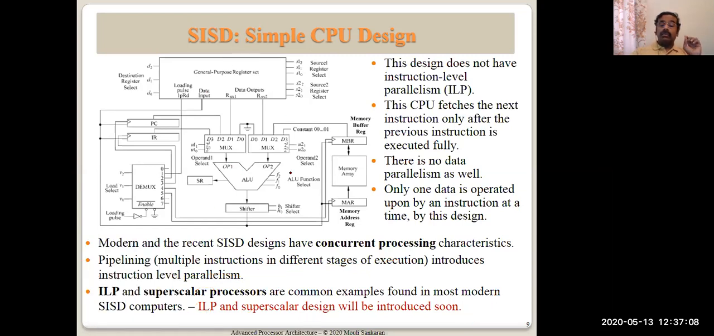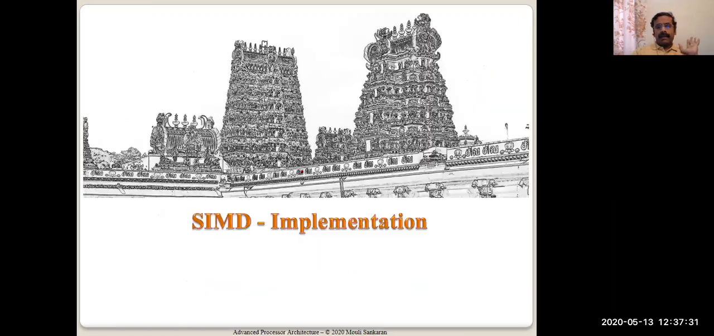Those processors also fall under SISD. That's all I'm trying to say. It is not that only the unpipelined processor is under SISD. Even these fall under this category. This is an advanced implementation of the SISD category of CPU. Okay, let us go. SISD is done. We'll come to SIMD. Now, what is the difference here?